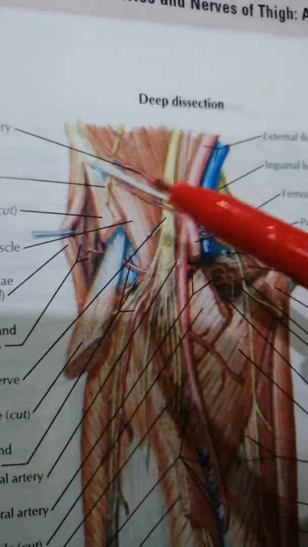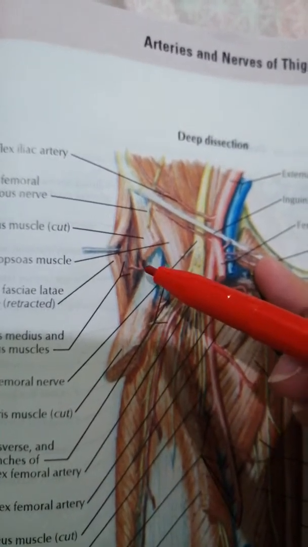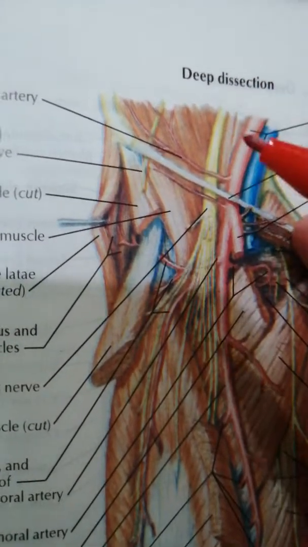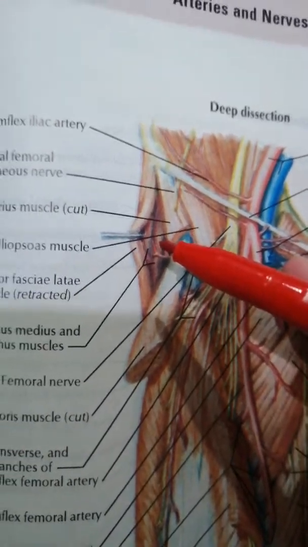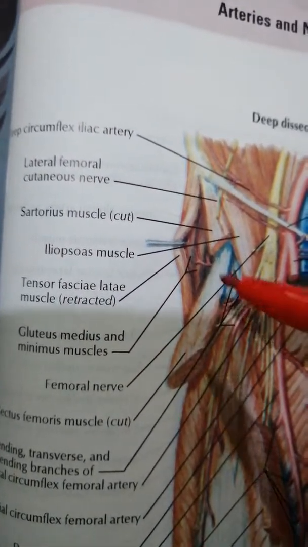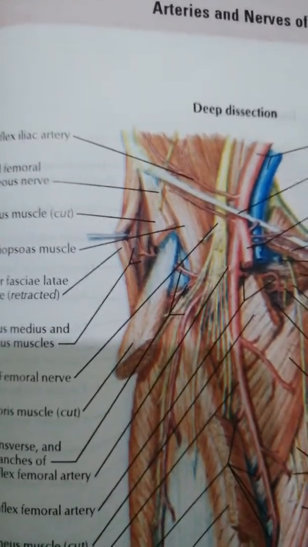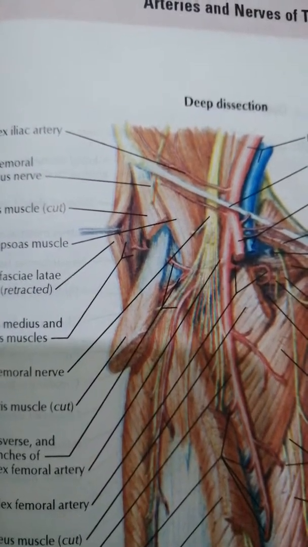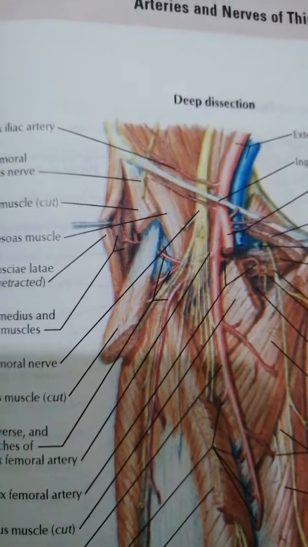Right? So this, my friends, is the ascending branch. As you can see, its course. The ascending branch passes deep to a muscle, that is the tensor fascia lata. And then what does it do? It takes part in the trochanteric anastomosis along with the superior gluteal artery.